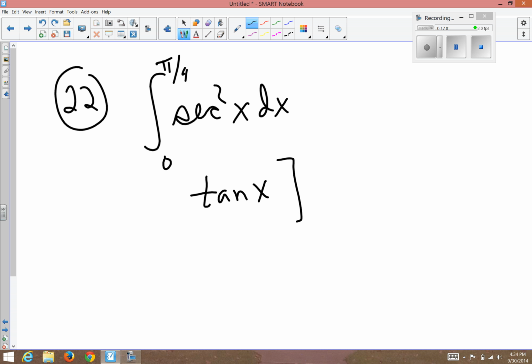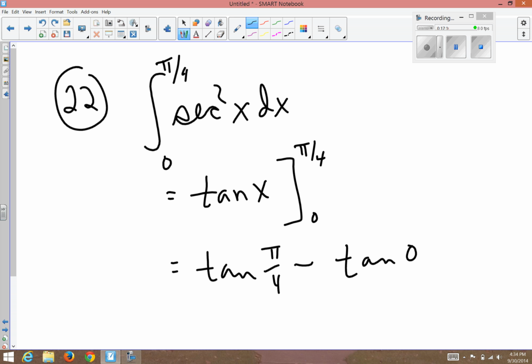And we put a bracket, pi over 4 attached at the top, 0 down here, which means the next thing you write is tan with the pi over 4 in place of x, minus, always minus, tan 0 in place of x. And everybody knows the tangent of pi over 4 is 1, and the tangent of 0 is 0, so the answer is 1.